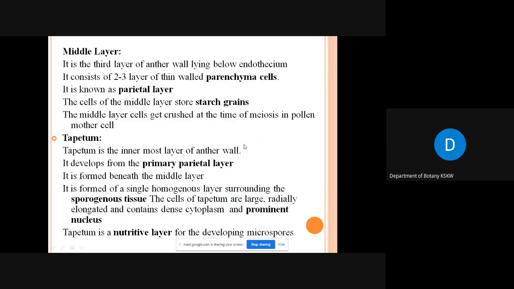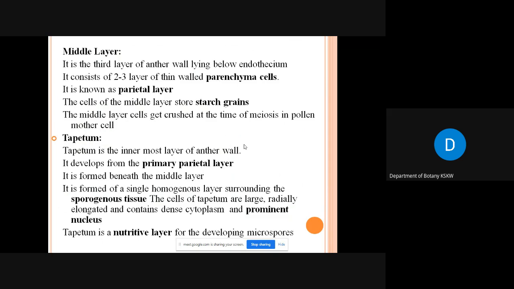Middle layer: this is the third layer below the endothecium, made up of 2 to 3 layers of thin-walled parenchymatous cells. The cells of the middle layer store starch grains, and these get crushed at the time of meiosis in the pollen mother cells. So when the pollen mother cells are undergoing meiosis, the cells of the middle layer get crushed, which further provides nutrition.